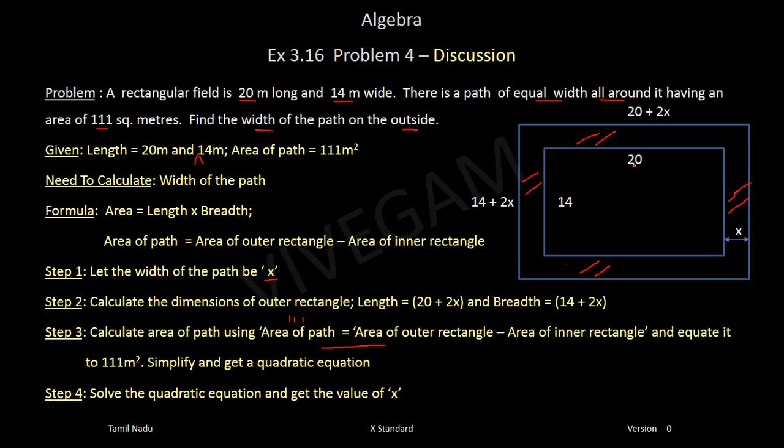What is the area of the inner rectangle? 20 into 14. That will come, 280 will come. And area of the path is 111. So simplify this. Substitute and simplify. You will get a quadratic equation next.